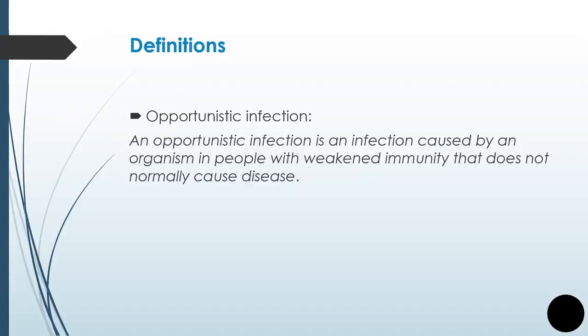Opportunistic infections are the infections which are caused by organisms in people with weakened immunity, that do not normally cause the disease in immunocompetent people, or in immunocompetent people the disease is either asymptomatic or very mild. In short, these are the infections caused by organisms when they are given the opportunity.